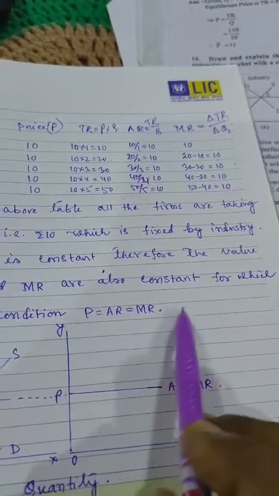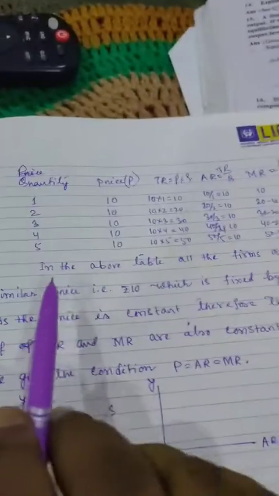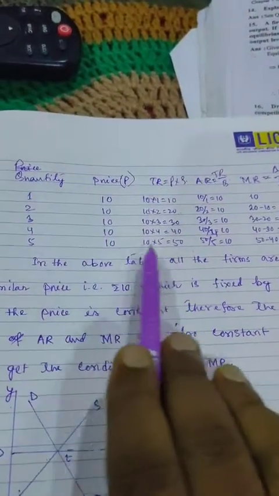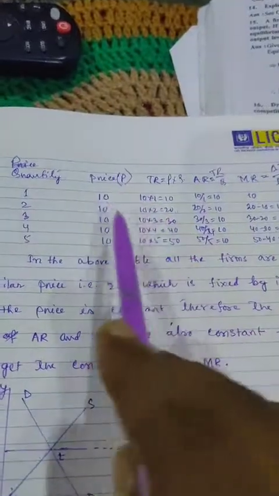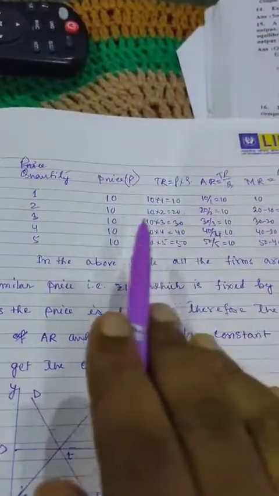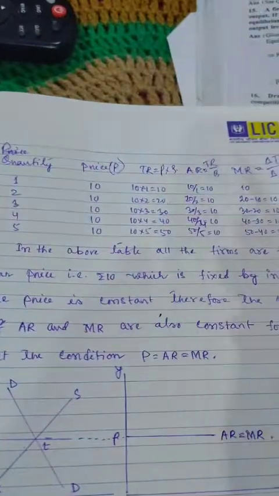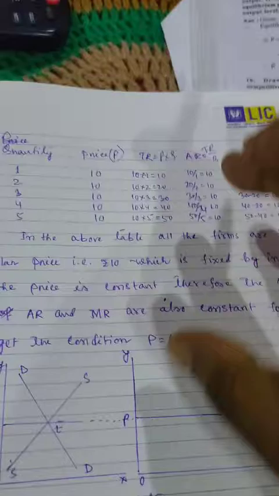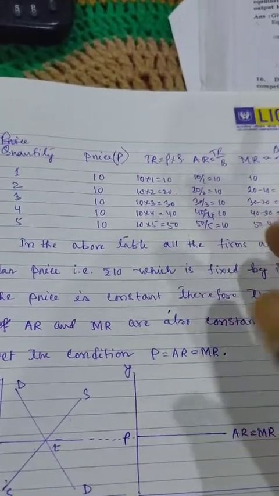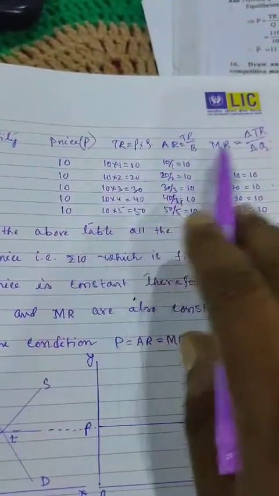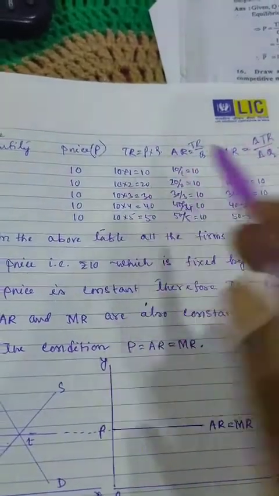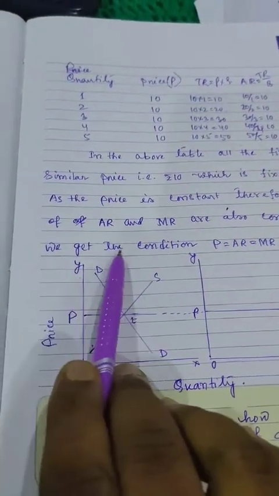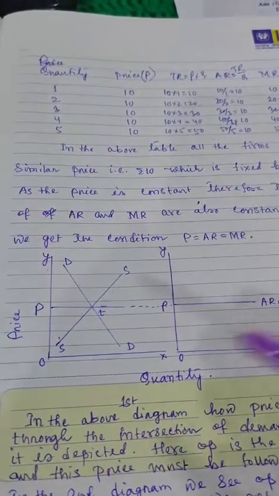This is the situation of the perfectly competitive market. I think you can get the concept, and this is the explanation of the table. That means all the firms are taking the same price or similar price, which is fixed by the industry. Here it is 10. So in your own language you can explain it for each unit. You can also expand the explanation, and then you find out the values of TR, AR and MR, and lastly you move to the next explanation, that is the diagrammatical explanation.